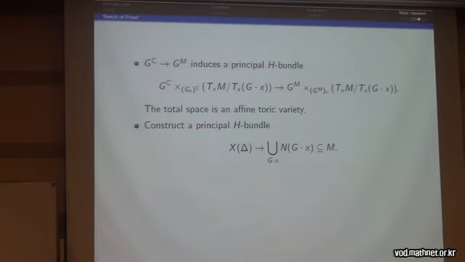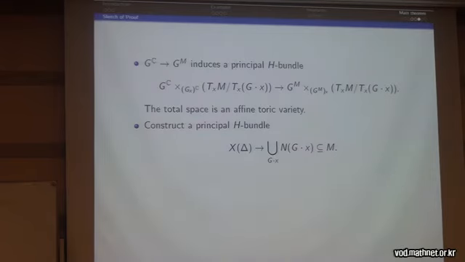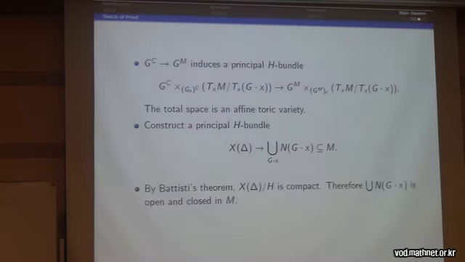And now we can construct, I forgot to say, this is equivariantly biholomorphic to the tubular neighborhood, and we can glue them so that the total space is an affine toric variety. So now we have a principal H-bundle on an open subset of M, and the total space is a toric variety. And by this theorem, we can say the quotient space is compact. So this open subset is compact.